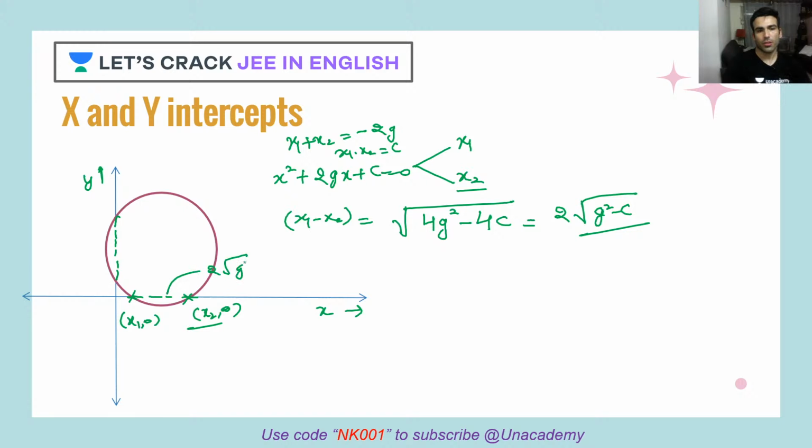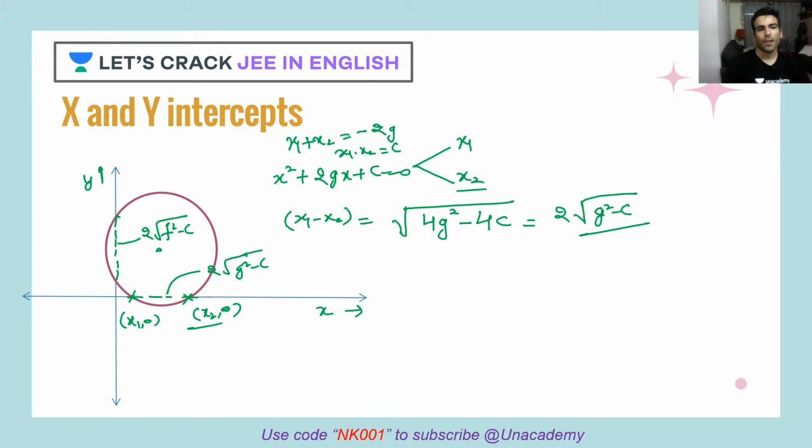Twice of root g square minus c. Similarly, this can be written as twice of root f square minus c. Clear? You can just simply do that. You can make x as 0, then you will have a quadratic in y, and you can just solve that. Got it? Now I'll tell you one more piece of information.